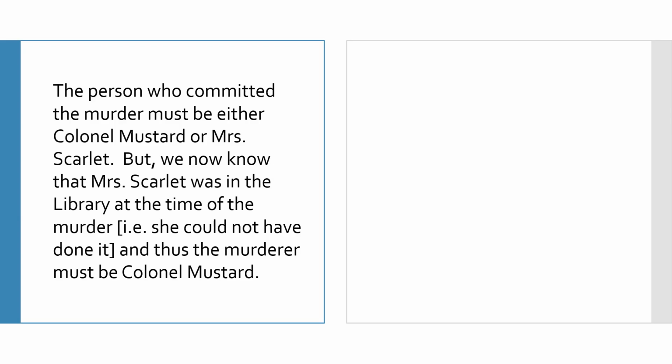So let's take a look at an example of a disjunctive syllogism, and we'll use the game Clue to get there. Now imagine you've narrowed it down to two suspects, and so the argument runs, the person who committed the murder must either be Colonel Mustard or Miss Scarlet. But we now know that Miss Scarlet was in the library at the time of the murder, so what we're saying there is she couldn't have done it, and thus the murderer must be Colonel Mustard.